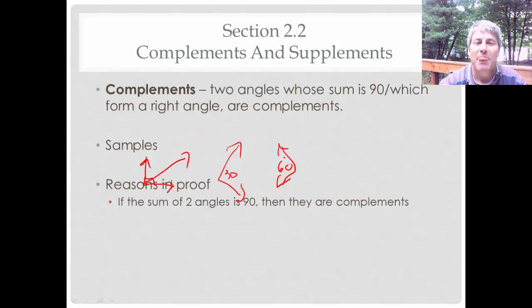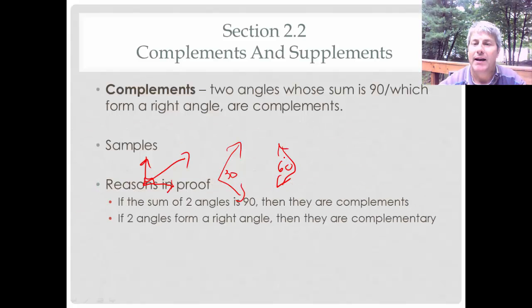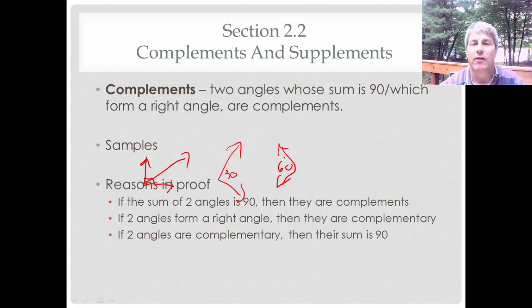Some reasons and proof. If the sum of two angles is 90 degrees, then they are complements. If two angles form a right angle, then they are complementary. Kind of my first example there. And my second example would be the sum of two angles is 90. Or you might also see if two angles are complementary, then their sum is 90 degrees. So you've got the converse there. Most often we'll use the middle one. If two angles form a right angle, then they are complementary.